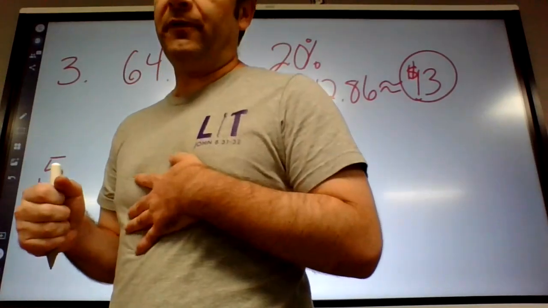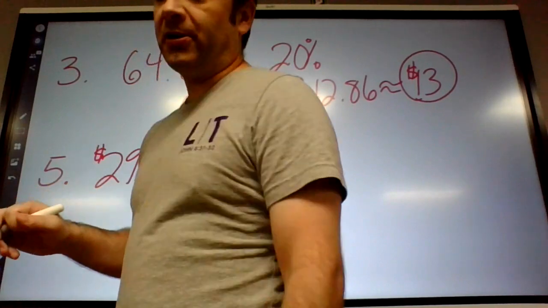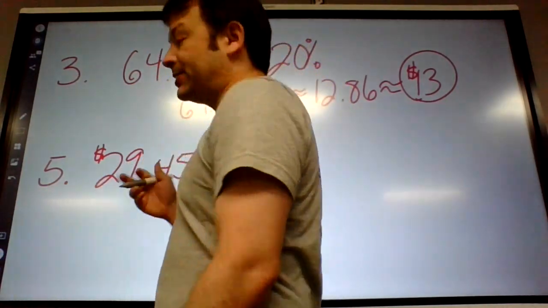So on number 5, it's saying that maybe this is a car or something. They sold $29,450. Let's say it's a car, whatever.